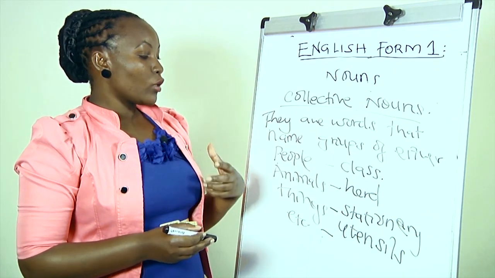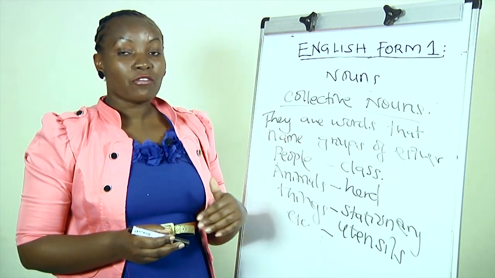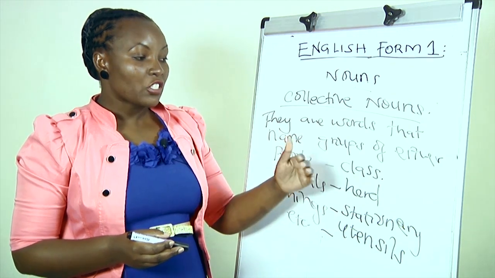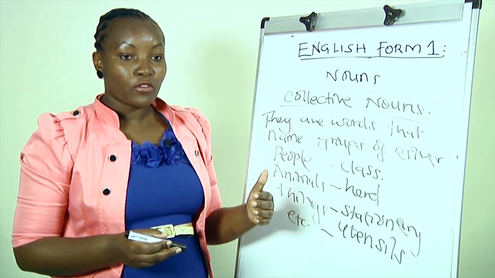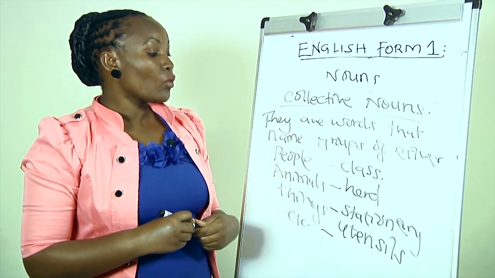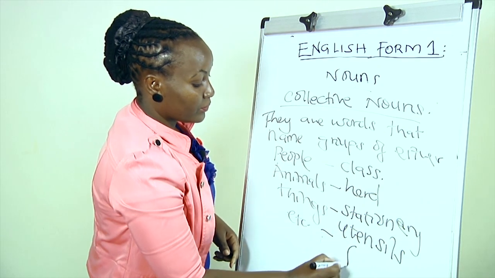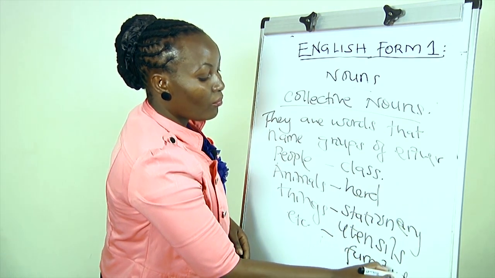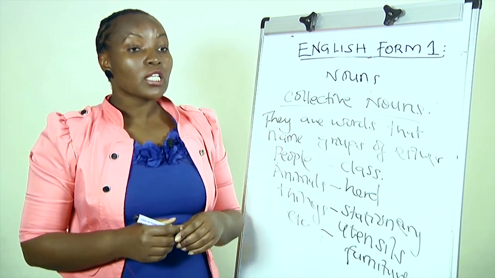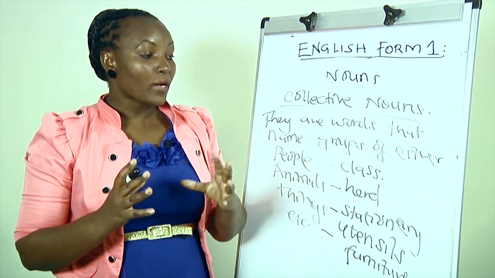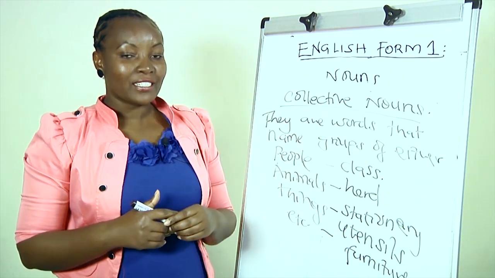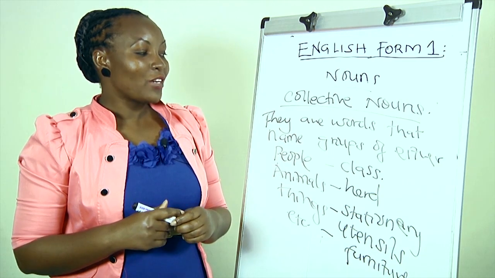And actually, this is what we refer to as collective nouns. We are saying a class of students, a herd of cattle, stationery, utensils, furniture. For instance, when you bring chairs, tables, and everything together, then that becomes furniture. So all these are collective nouns, they name groups or classes of items put together. Could you please name maybe 5 collective nouns you know?